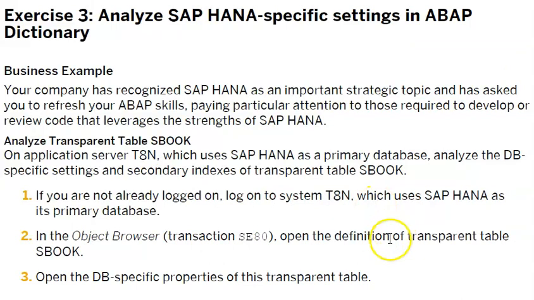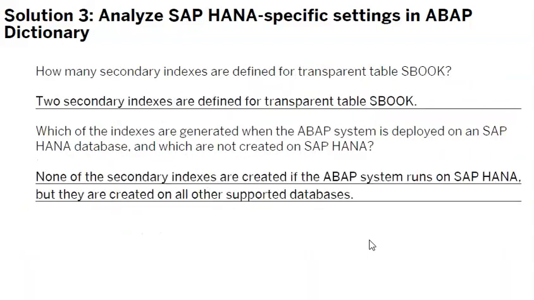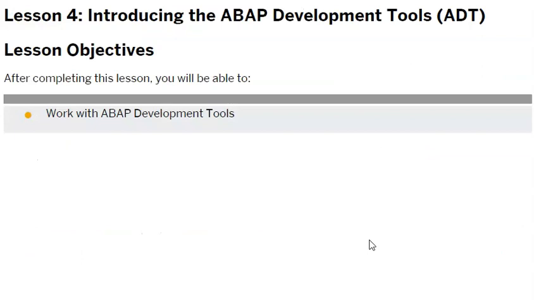So we'll analyze the settings in the ABAP dictionary. You can just log into the ABAP dictionary and check the properties of these database tables, whatever we discussed. We can just view it and then we can discuss.